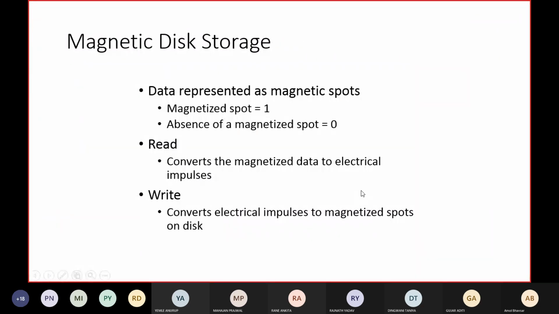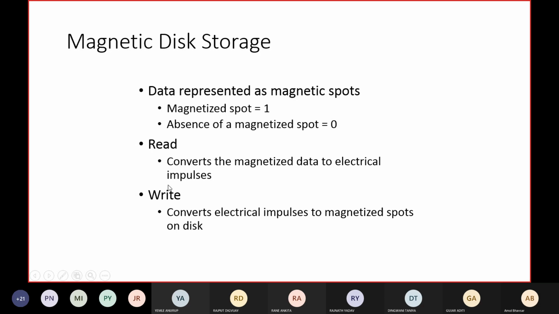Data is presented as a magnetic spot. A magnetized spot means 1. Absence of a magnetized spot means 0. So all the information is stored in the form of 1 and 0 on the magnetic disk. Read converts the magnetized data into electrical impulses, and write converts the electrical impulses to a magnetic spot on the disc.